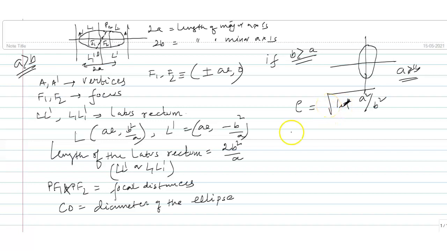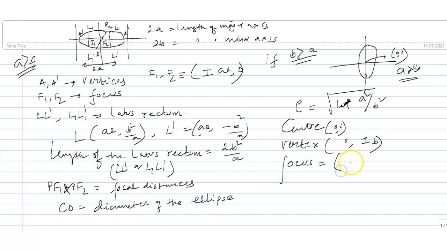So here the center is the same, 0 0. The vertices will be 0 comma plus minus b. If I want to say the foci, they will lie on the y axis, so the foci will be 0 comma plus minus be. If I want to say about the latus rectum, then it will be 2a square over b.